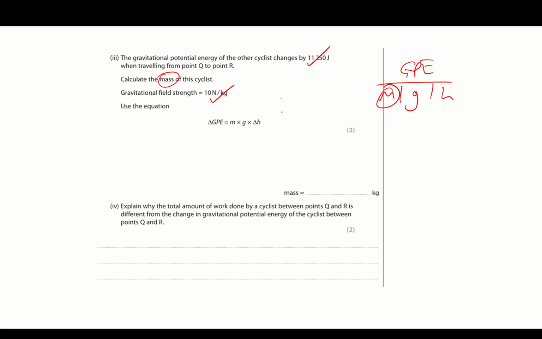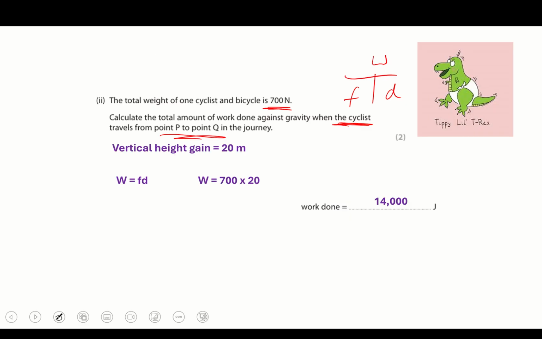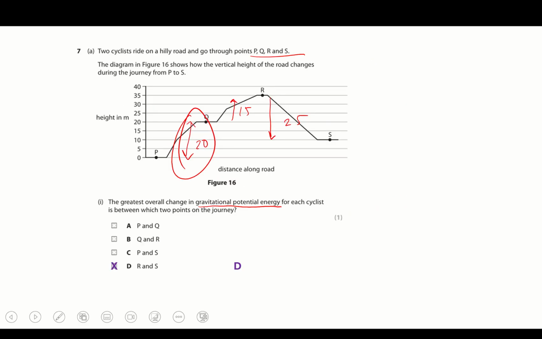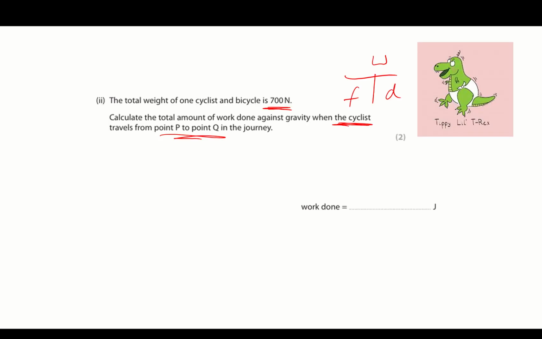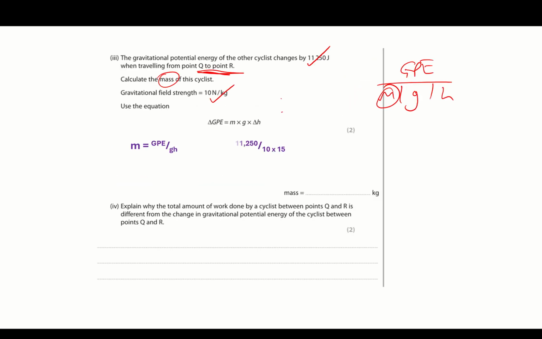Gravitational field strength is 10, and travelling from Q to R, so let's just skim back. So Q to R is 15. And now we're away. So it's the total energy, 11,250, divided by 10 times 15, which we got from the graph. And that equals 75. Again, a really nice question.